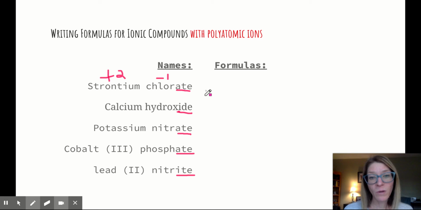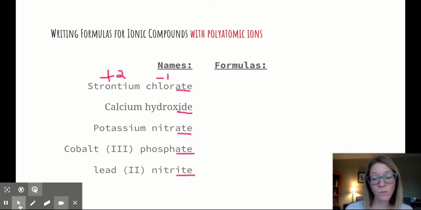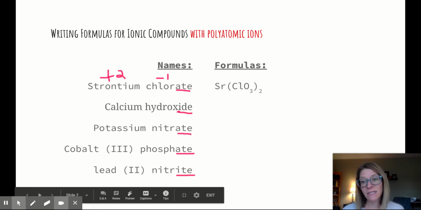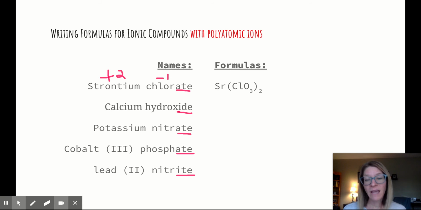So if you need more than one polyatomic ion, this is where you have to use parentheses. Since chlorate is ClO3, that formula cannot change. It has to stay ClO3, but if you need more than one, you would put the number that you need outside of the parentheses. And just like in math, whatever number is outside the parentheses is going to apply to everything within the parentheses.